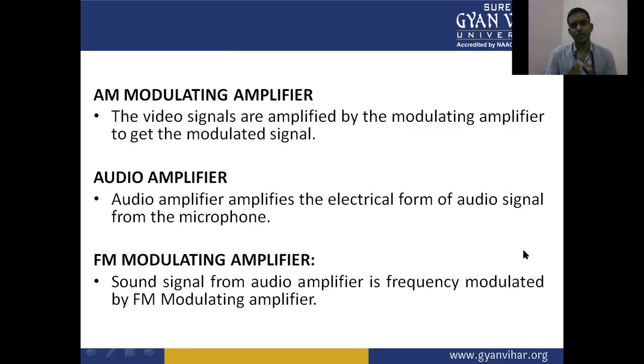The audio amplifier amplifies the electrical form of the audio signal from the microphone. FM modulating amplifier: the sound signal from the audio amplifier is frequency modulated by the FM modulating amplifier.